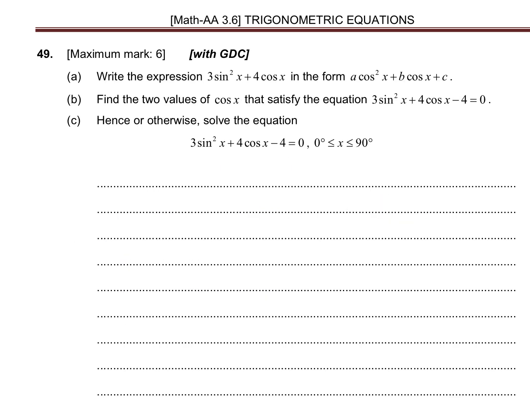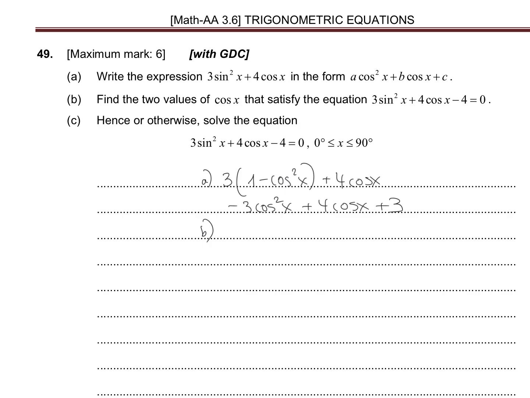All right, write an expression in that form. So we need to change the sine squared to 1 minus cosine squared, plus 4 cosine x. Distribute. So we're going to have negative 3 cosine squared x plus 4 cosine x plus 3. So that's A. B, find the two values of cosine that satisfy that equation.